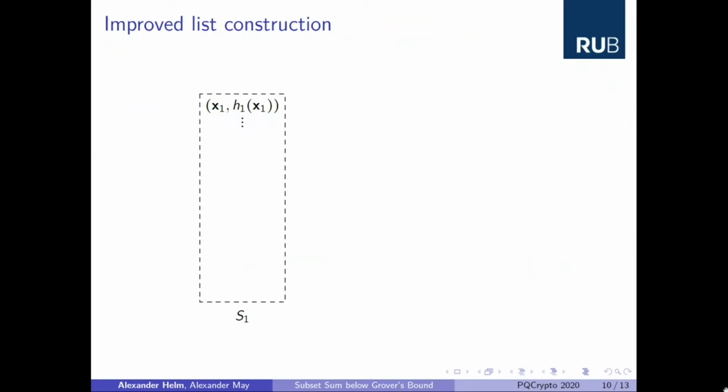Grover is not a good choice to build our list, because for every single new element, we have to run Grover again. For creating a list with many elements, there exist pure classical algorithms working faster. For example, a version of the algorithm of Schroeppel and Shamir, which can be used to solve the whole subset sum problem, but also to construct a list of elements in the required shape, which means the fixed last r bits.